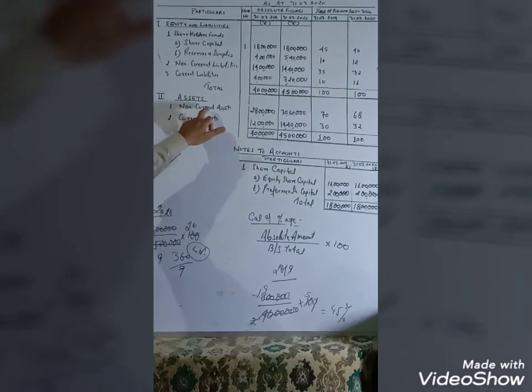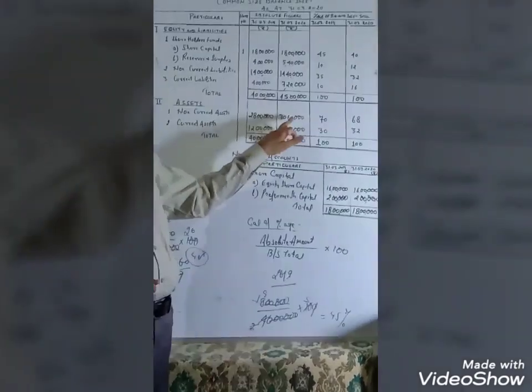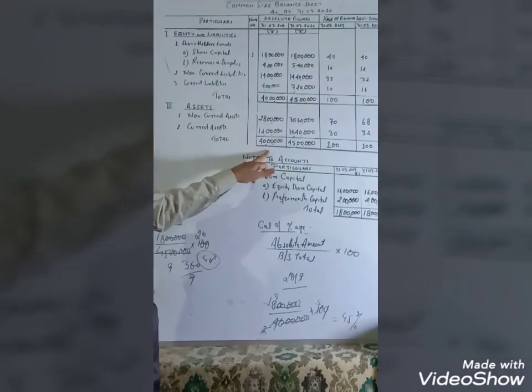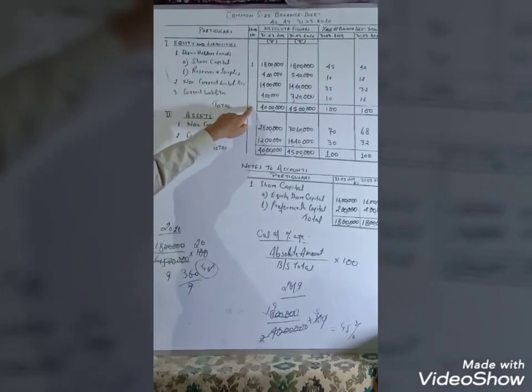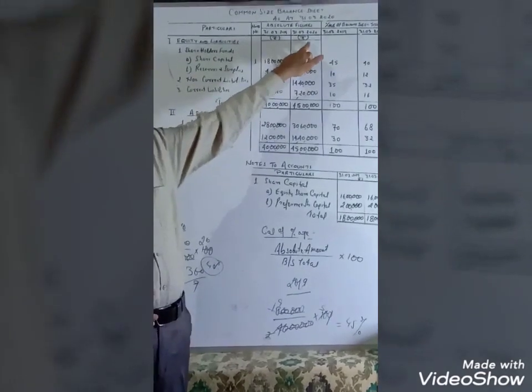Now on the asset side, the first major head is non-current assets. For the year 2019 it is 28 lakh and for 2020 it is 30 lakh 60,000. And current assets, the second major head, are 12 lakh and 14 lakh 40,000. The sum total will be 40 lakh and 45 lakh. So for the year 2019, the equity and liability section has a total of 40 lakh and assets are also 40 lakh. For the year 2020, it is 45 lakh, and the assets are also 45 lakh.